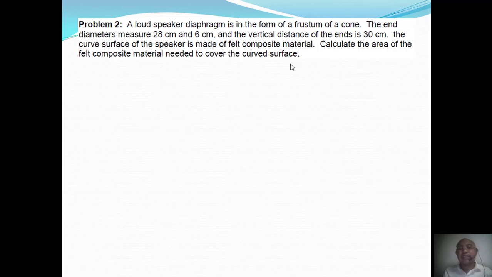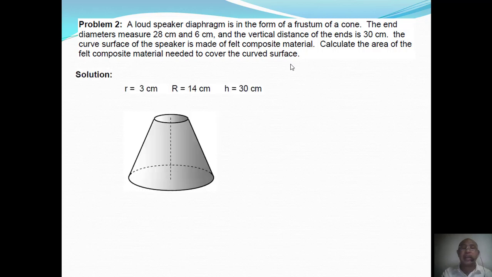Okay, so a loudspeaker diaphragm is in the form of a frustum of a cone. We can draw it here, no? Okay, so this is the speaker diaphragm. So we have the diameters 28 and 6, so we have the radii 3 and 14. Then the perpendicular distance, the altitude is 30. So perpendicular distance between the bases or the ends. So small r is 3, big R is 14, height is 30.